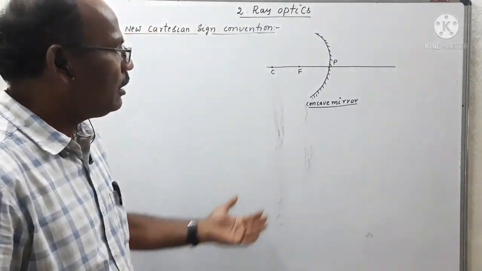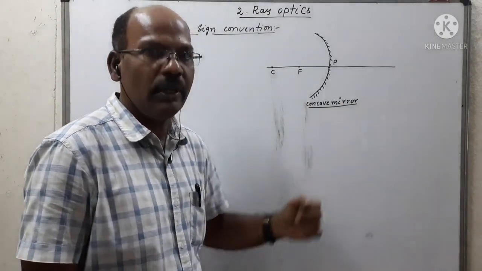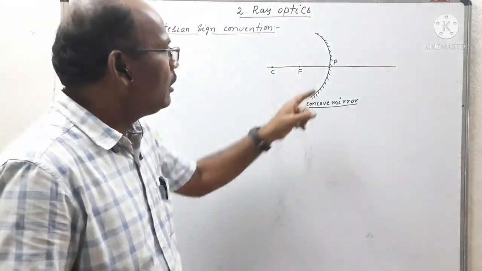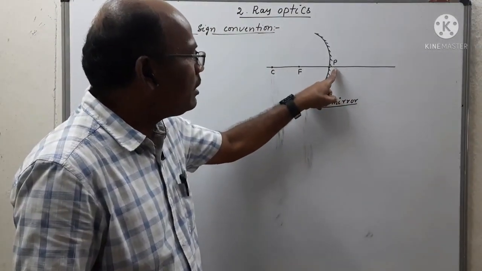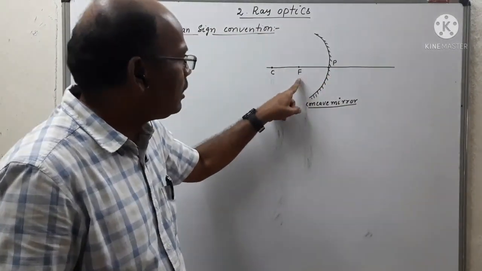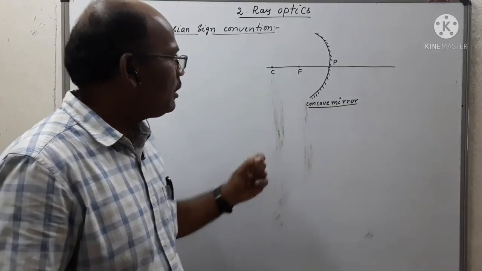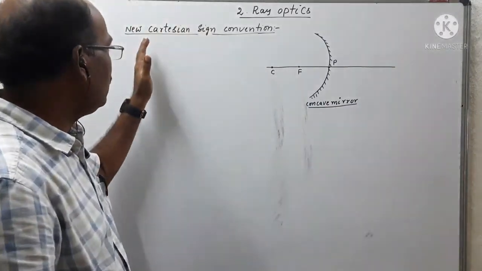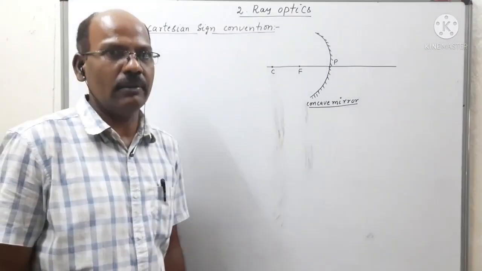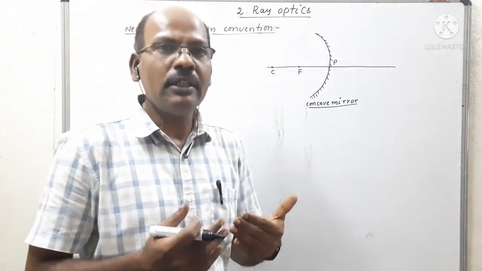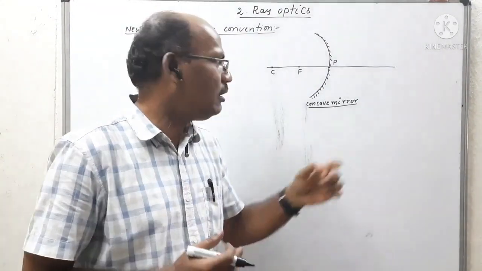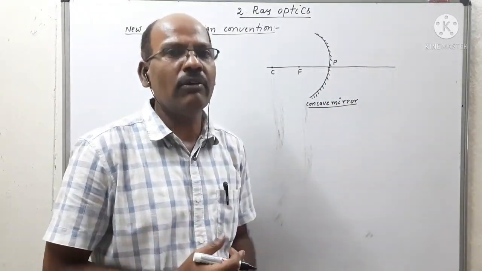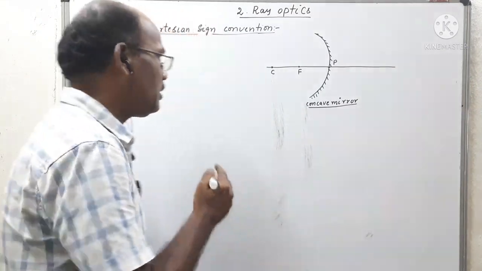So we know the concave mirror and the different important definitions in the case of two types of mirrors. Let us observe: P is the pole, F is the focus and C is the center of curvature of the concave mirror. Coming to the new Cartesian sign convention, the first one is, all the distances are measured from the pole of the mirror, whether it is a convex mirror or a concave mirror.